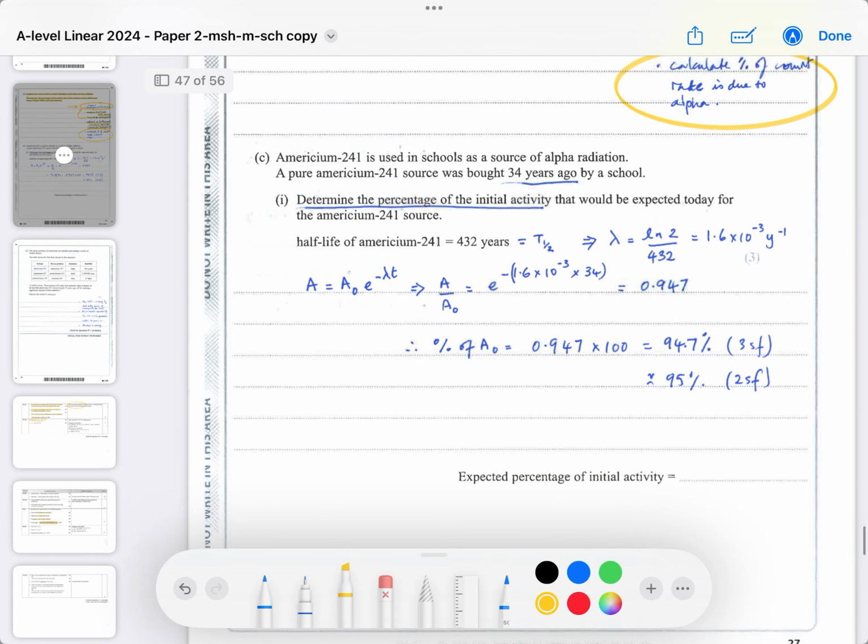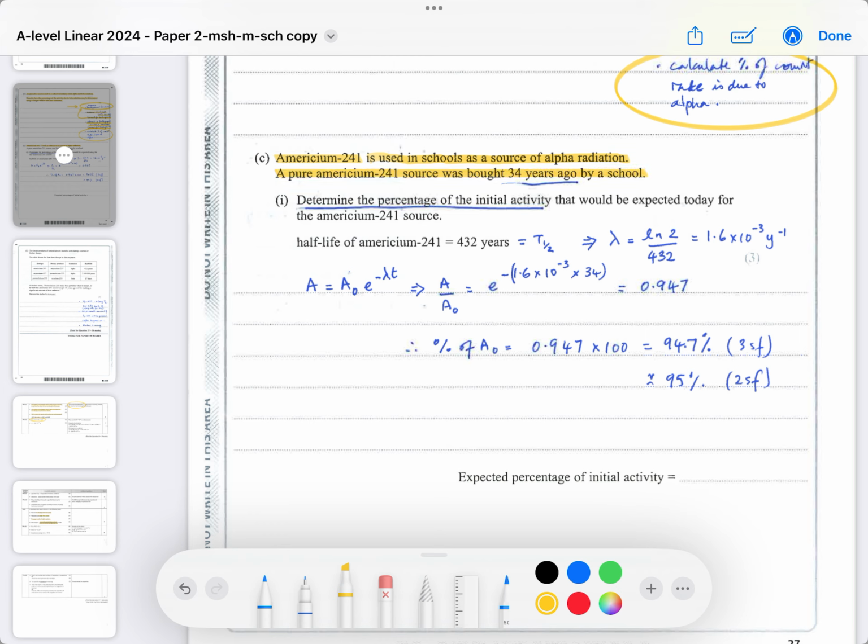Okay, so 19C1. The Americium, a man-made isotope, is used in schools as a source of alpha radiation. I used to have it in my last school. Over here we don't have any sources where I'm working currently. Yeah, it was bought 34 years ago by a school.